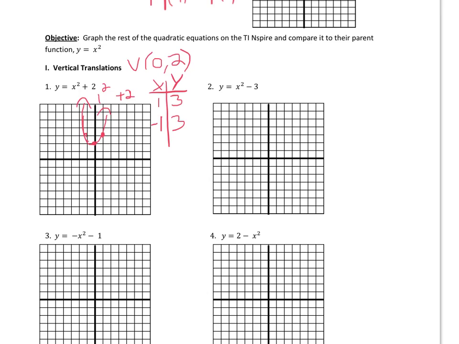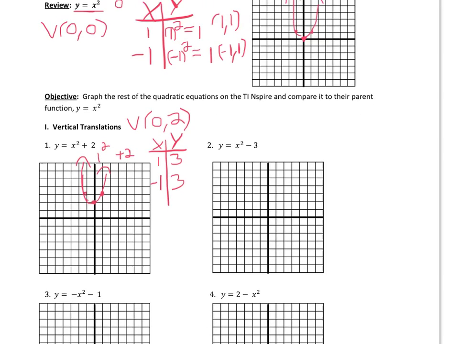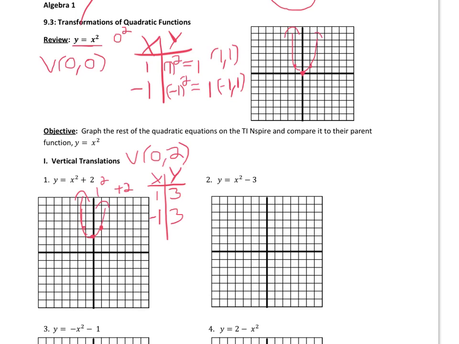Now, it's basically the same exact graph as the review, in a different color. I just move it up 2 units. If you move it up 2 units, you get this graph right here. So we're just shifting it up. Now, if I did number 2, this minus 3 means I'm going to take this original parabola and shift it down 3 units.